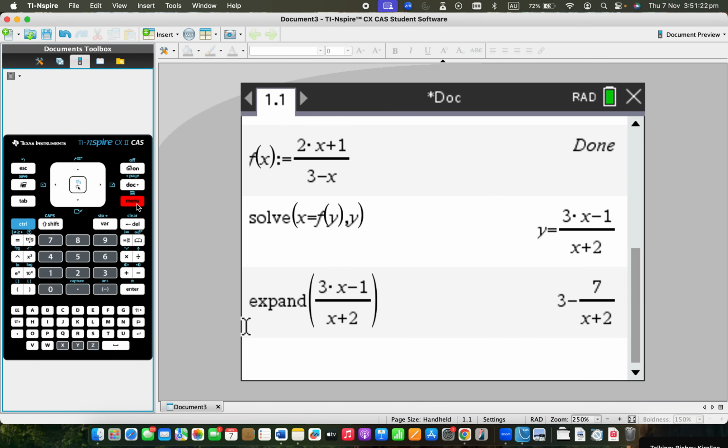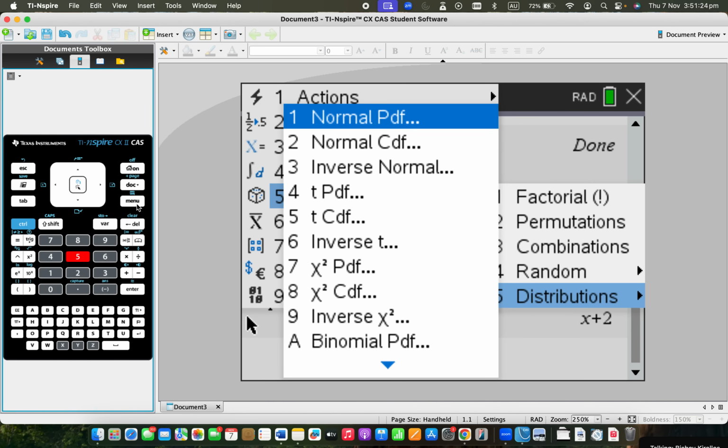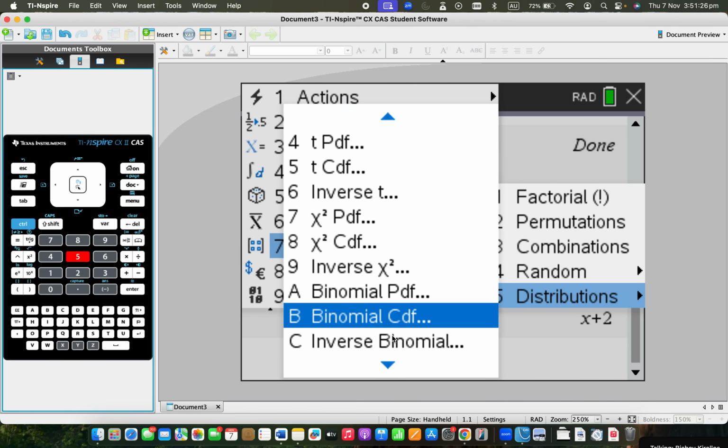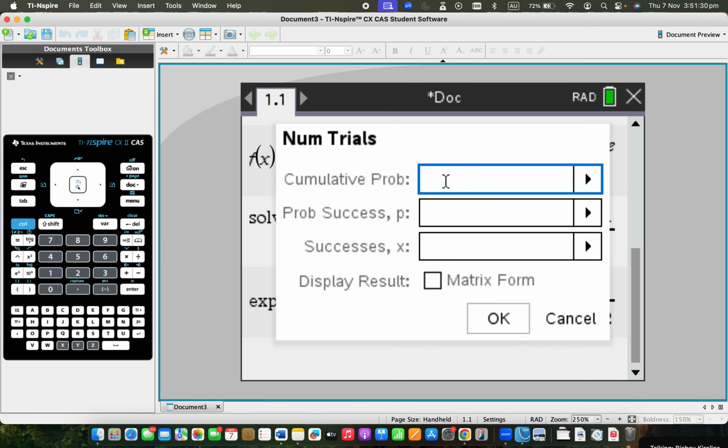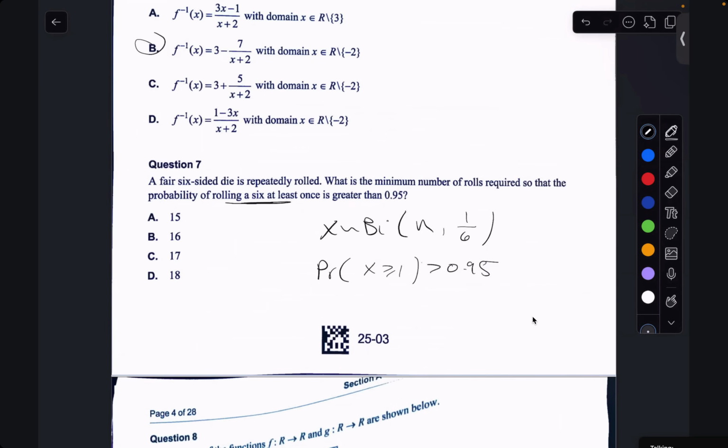So if you go to menu 5, I think it's C, or D, inverse binom n, and the cumulative probability, well, greater than or equal to 1, so we want to know the left probability, which is 0.05, probability of success is 1/6, and the successes, well, that would be x is 0, so we know that x is equal to 0 should be 0.05, so that gives 17.